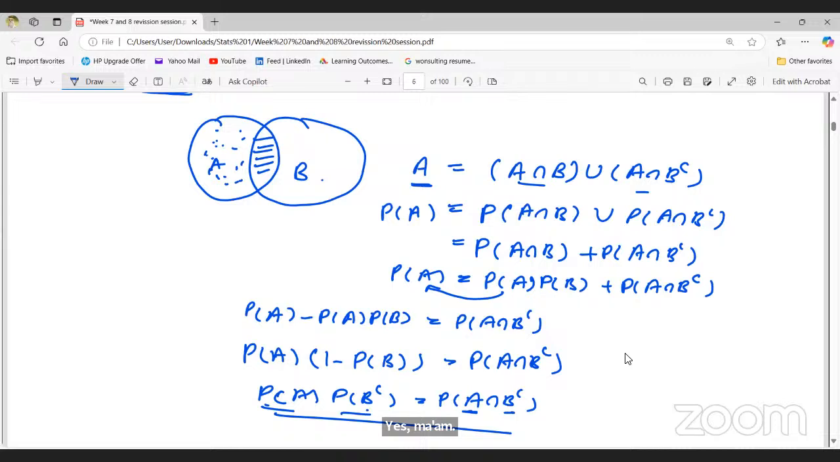Can you please slow down and go again with step 3? Yes, ma'am, I do have a doubt in step 3, from step 2 to step 3. Okay, from here, right? Yes, ma'am.